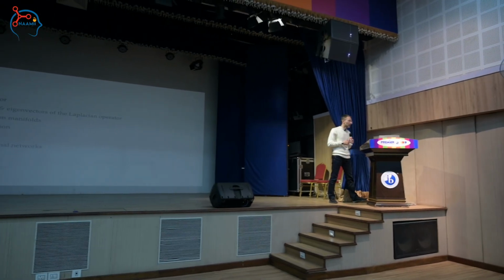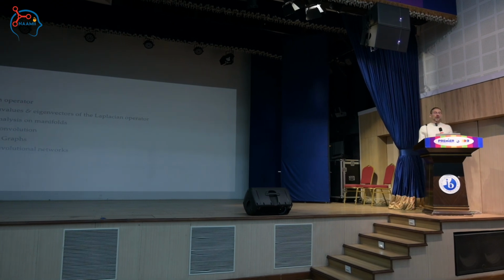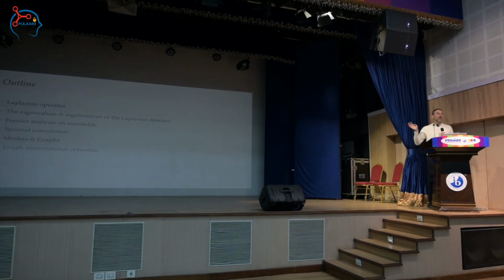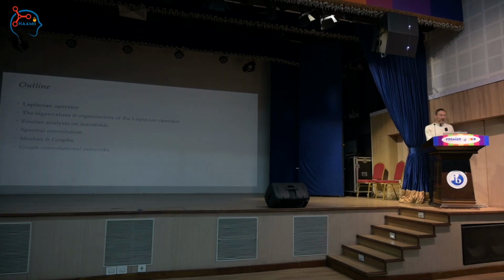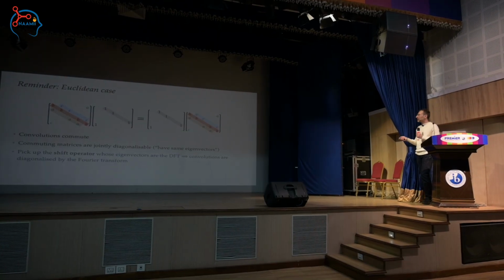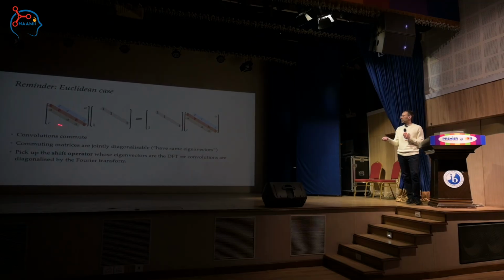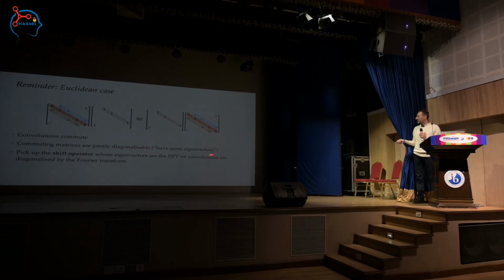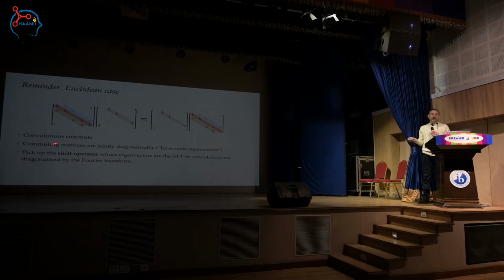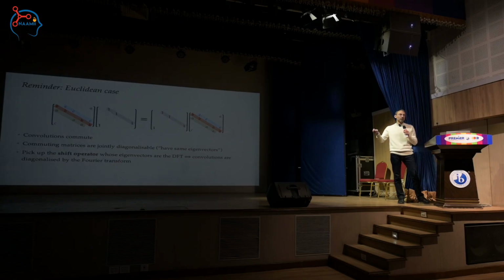Okay, so let's talk now about spectral methods. What we would like to do is to apply the same idea, but to the more general case. And a reminder, this is what we've seen in the Euclidean case on the grid. We've seen that convolutions commute. As a result, they're jointly diagonalizable, so they have the same eigenvectors, and we decided to pick the shift operator, whose eigenvectors happen to be the Fourier transform. So we've seen that the Fourier transform diagonalizes the convolution.